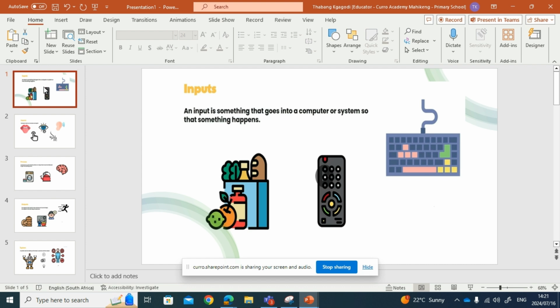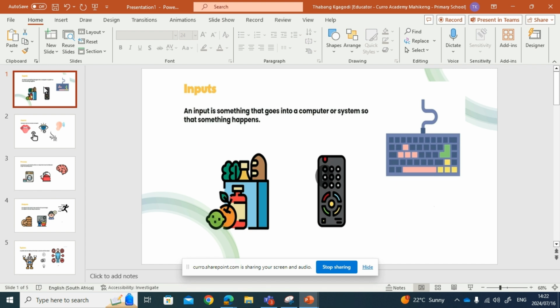Today we were discussing inputs, outputs, process, and examples of inputs, outputs, and processes. So let's start with the input. Input is something that goes into a computer or a system so that something happens. Examples that we did were when you press on the computer keyboard, typing a letter to a friend or sending a message to a friend. When you press on the remote, trying to change a certain channel to your favorite channel.